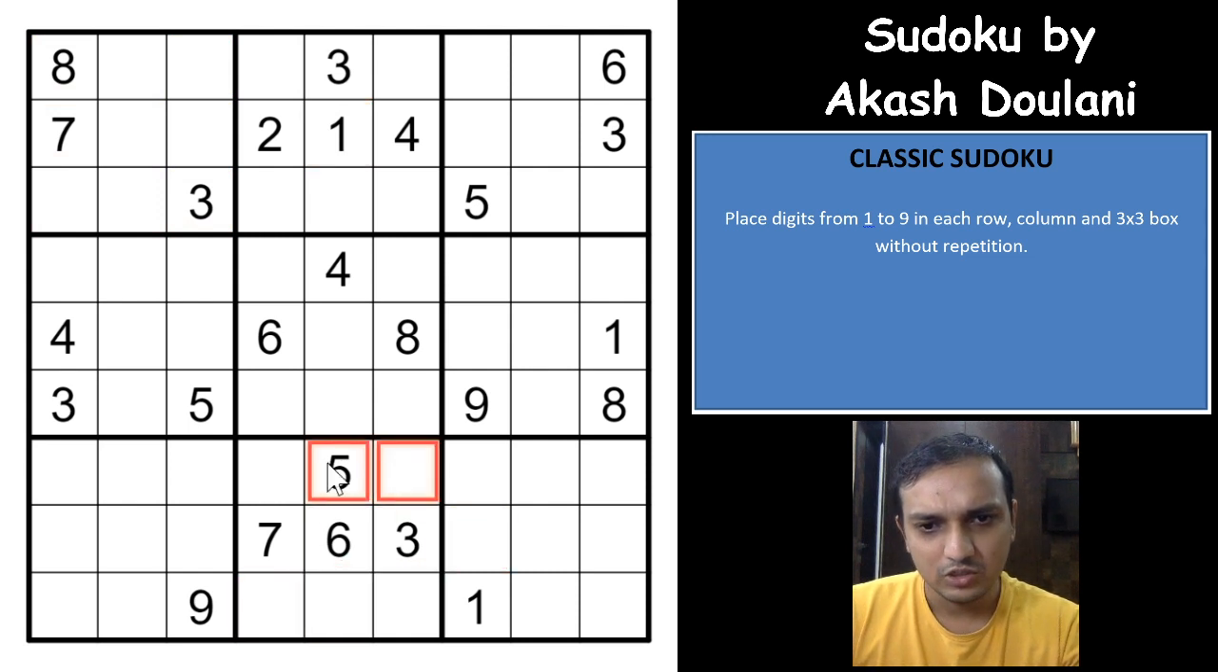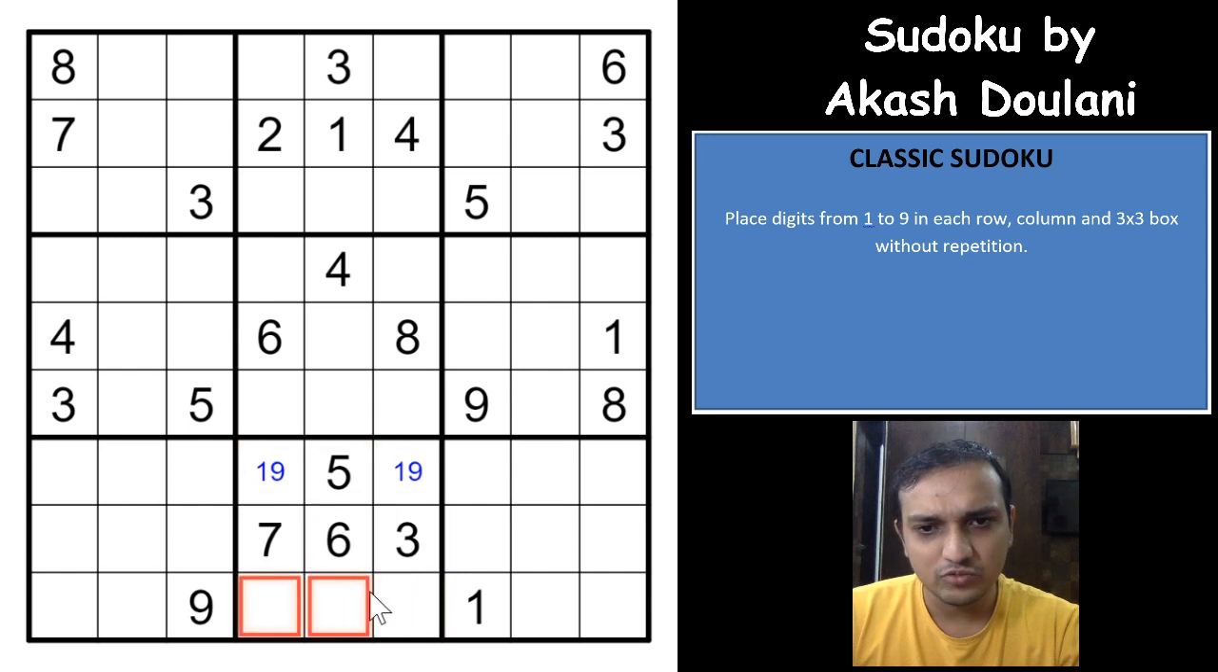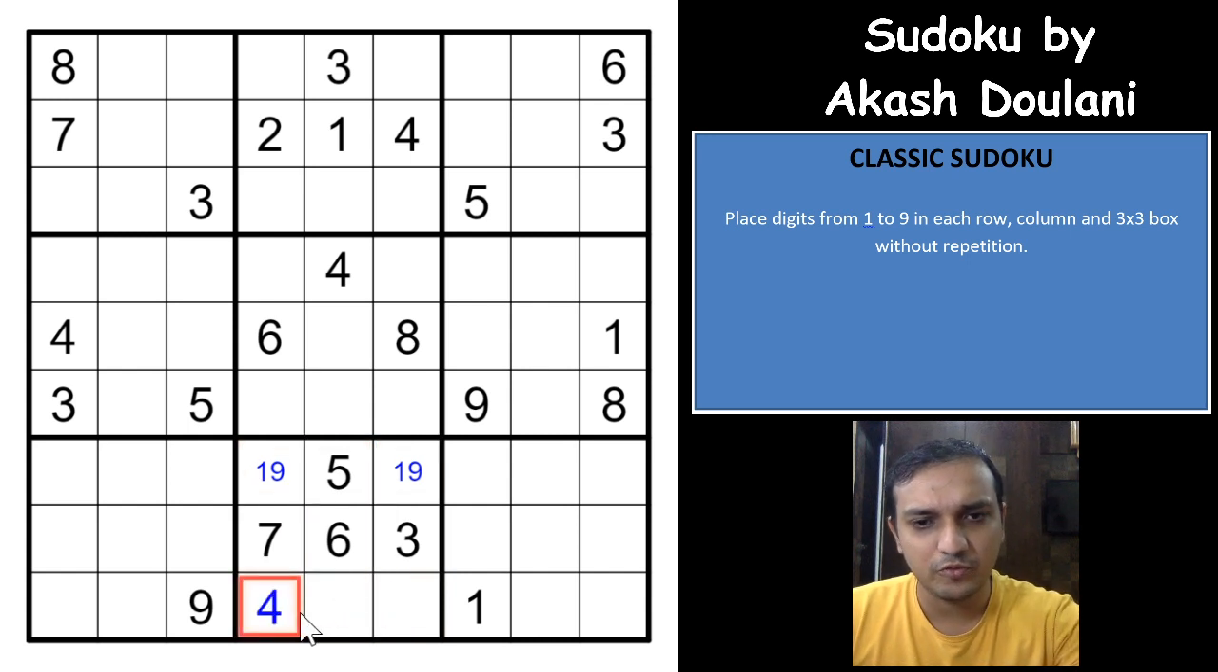1 and 9 would have to be in one of these two cells in this box, and that gives you 2, 4, and 8, right? So this would have to be 4, this is 8, and this is 2.